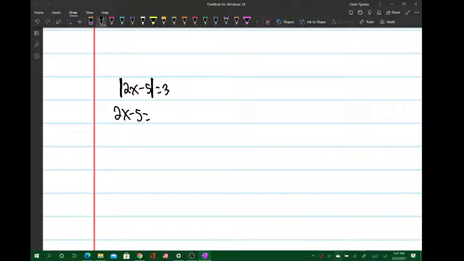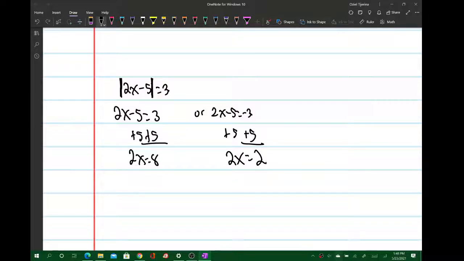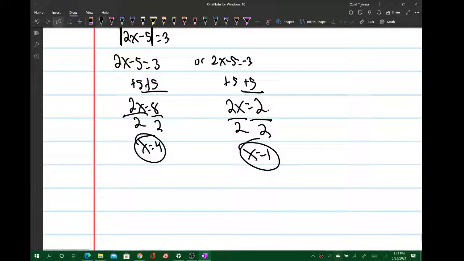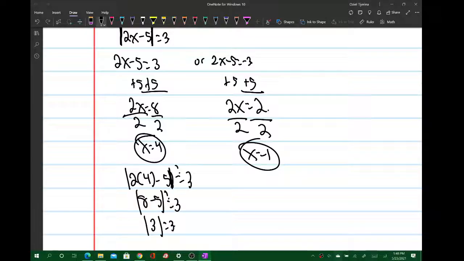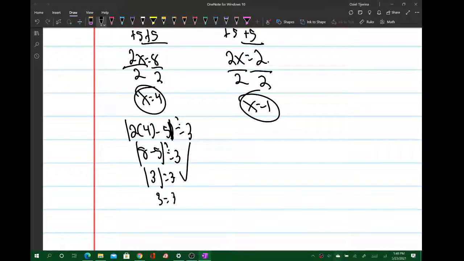So we have this, and then this would just be 2x minus 5 equals 3, or 2x minus 5 equals negative 3. So then you go ahead and add 5 on both sides here. You get 2x equals 8, and then add 5 on both sides here. You get 2x equals 2. So you get x equals 4, or x equals 1, and then you have to plug it back in, right? So you do 2 times 4 minus 5, is that equal to 3? This is 8 minus 5, is that equal to 3? So it's 3, the absolute value of 3 equals 3. Yes, it's a solution. 3 equals 3.